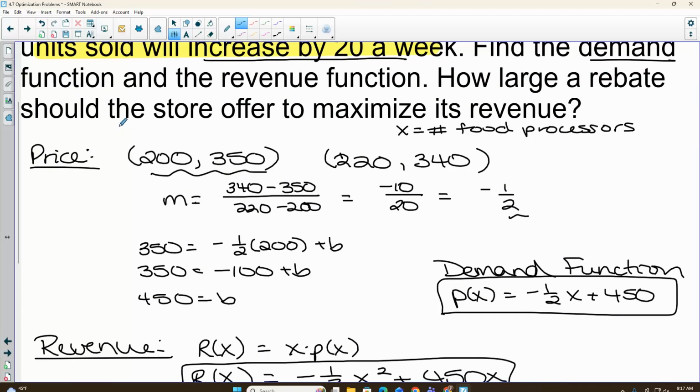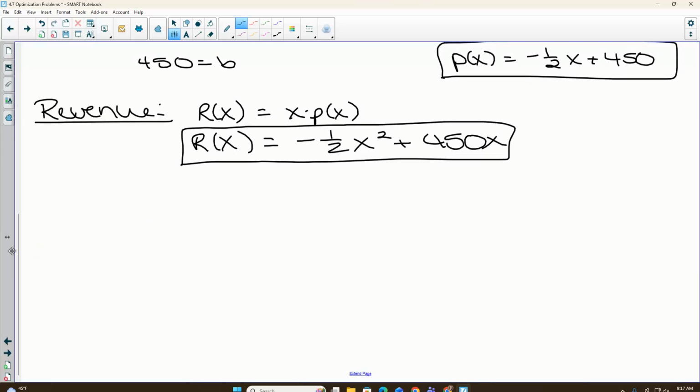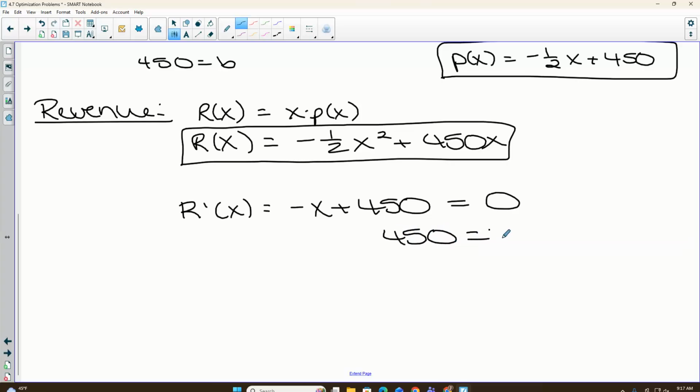How large a rebate should the store offer to maximize revenue? So I'm not maximizing profit this time. That means I don't need my cost or anything. If I'm maximizing revenue, that's the one I do my derivative of. So what's R prime? Negative x plus 450. Anytime we find maximum or minimum, we set that equal to 0. So we get x to be 450.